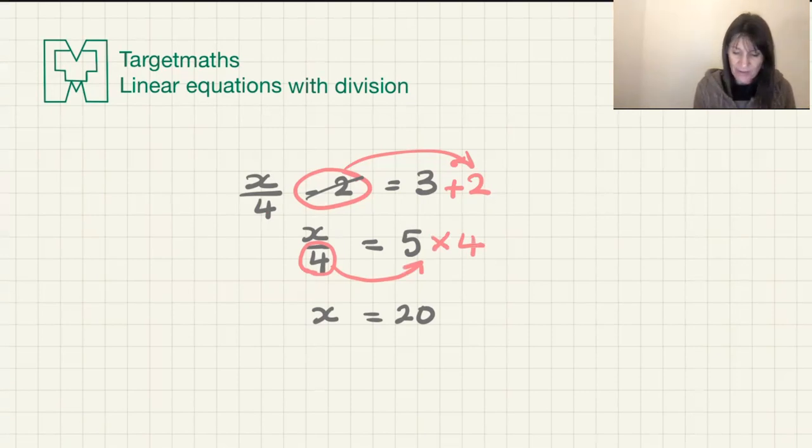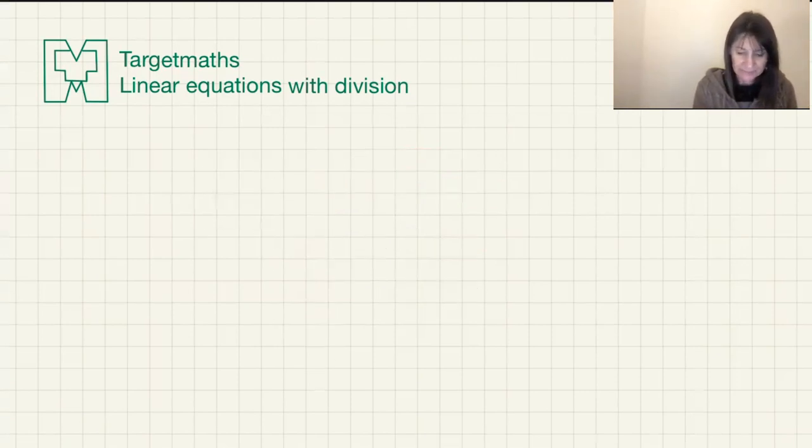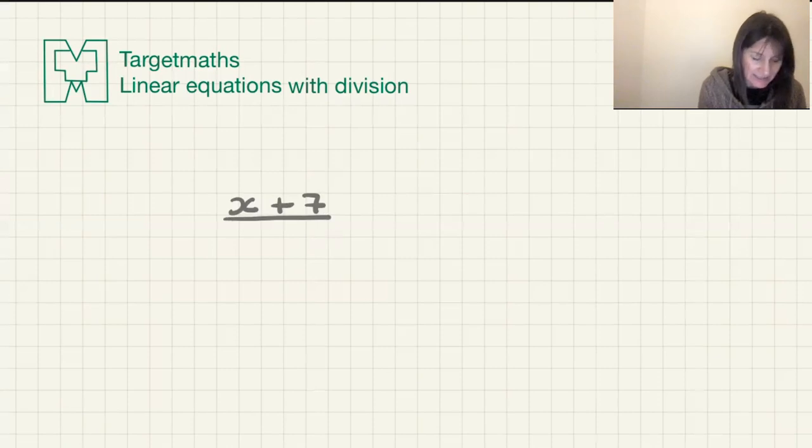Let's look at another one that involves a division. Okay, I've got x plus 7, and then there's my divide line. That's my division, equaling 3. And once again, that feels quite a scary looking equation. But when you think about just what it says to you, it should feel a lot easier.